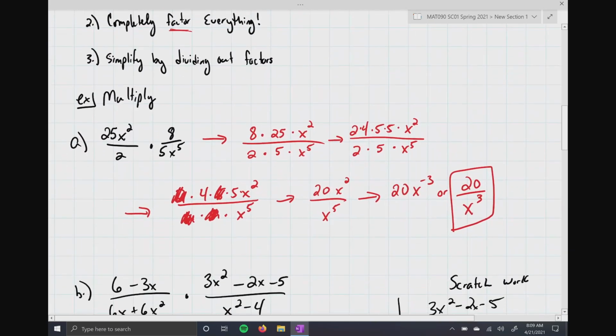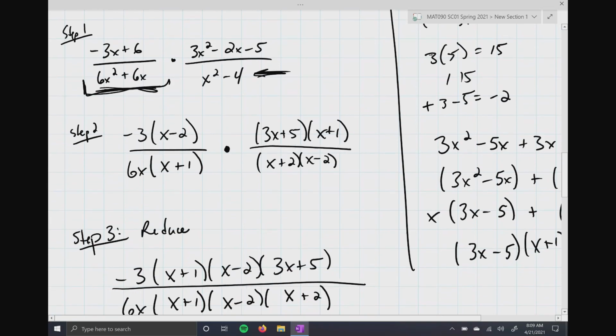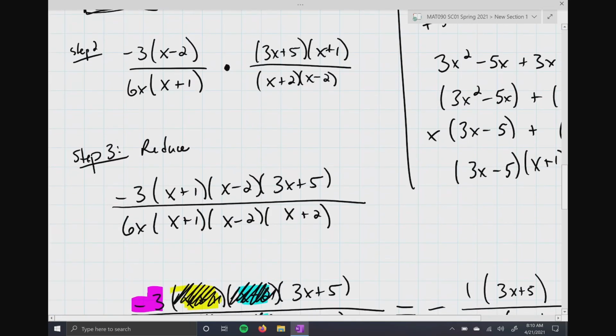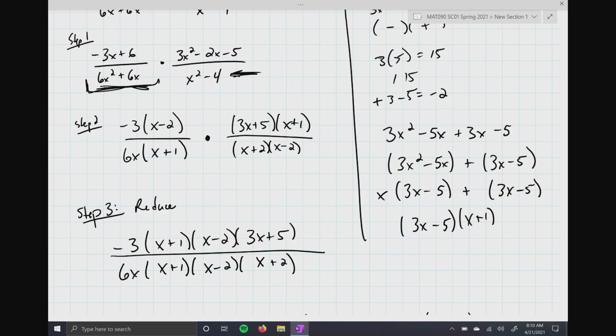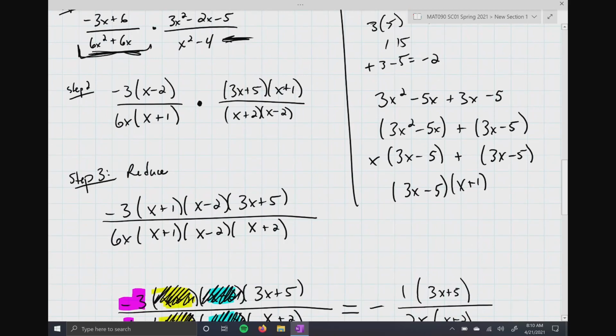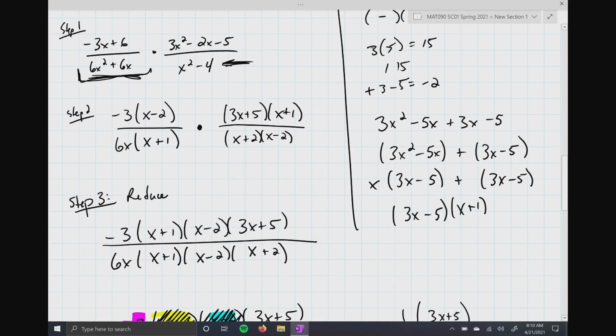And we looked at a couple examples doing this. Now, there is something that I personally like to do, and that's going to be in this example right here. If we look at negative 3x plus 6 divided by 6x squared plus 6x times 3x squared minus 2x minus 5 all over x squared minus 4. Notice I factored everything. Step 1, it's already written nicely. Step 2, I completely factored everything.